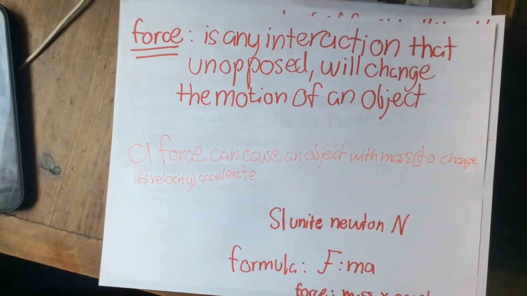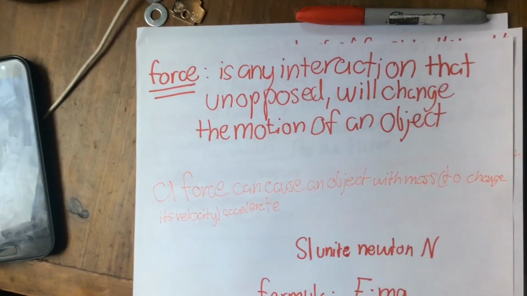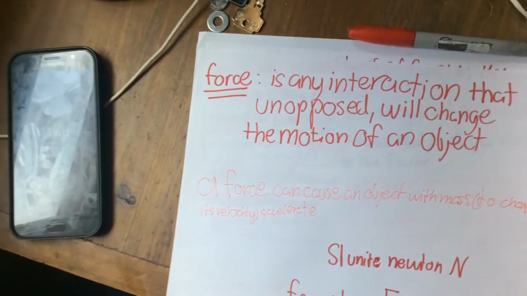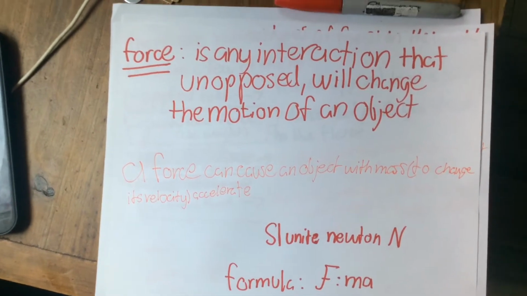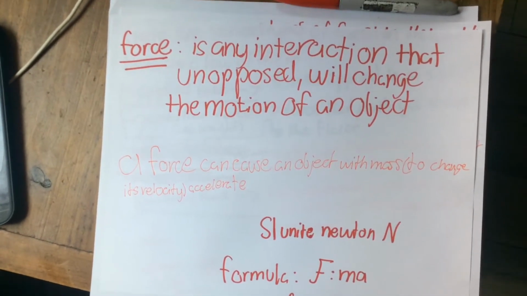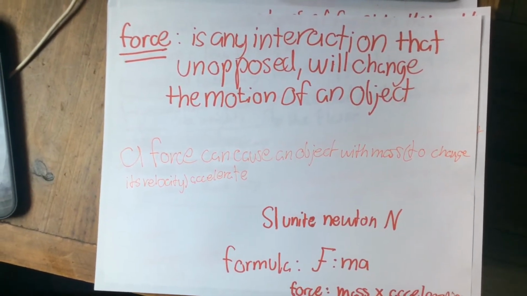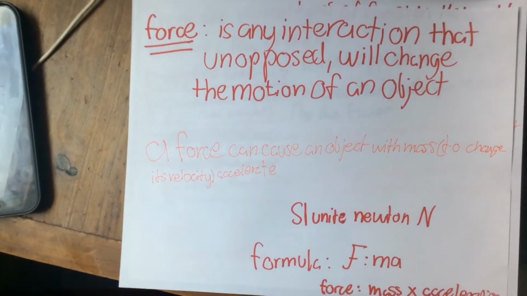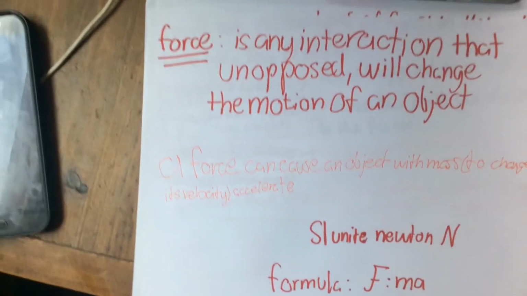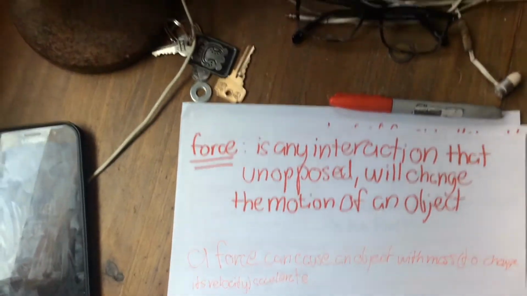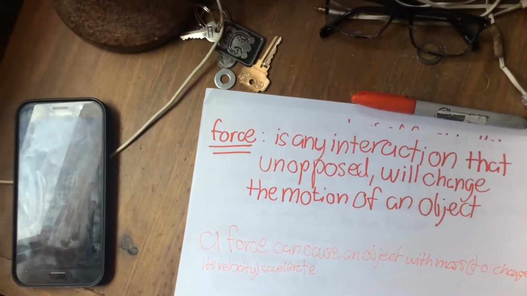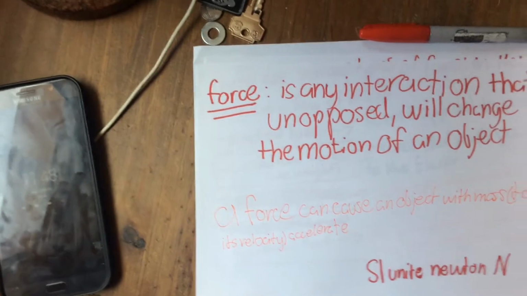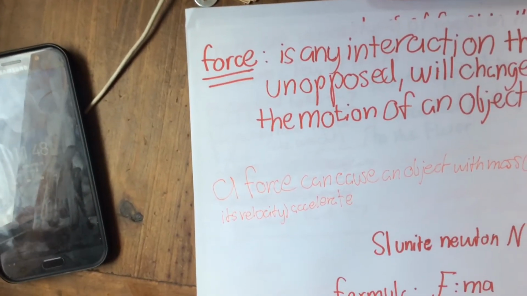So, this is my definition of force. Force is basically an interaction that, when it is opposed, will change the motion of an object. A simple example of that is when you push another person who is moving constantly, and then another person stops it, using their force to stop that person from moving. The formula to obtain force is the mass of the object times the acceleration of the person that is going to act on that object.